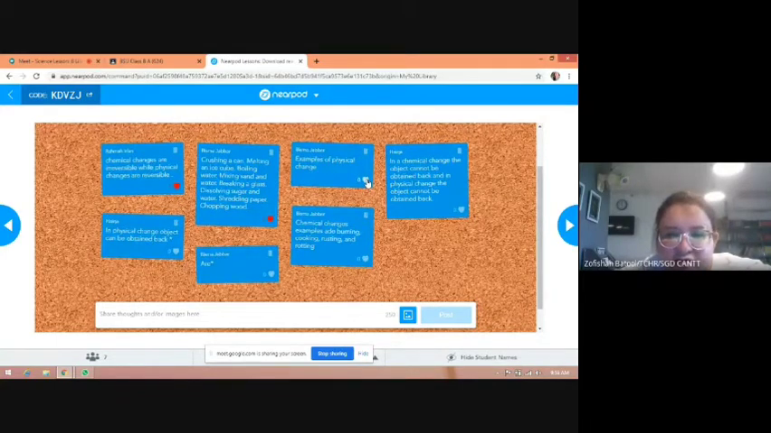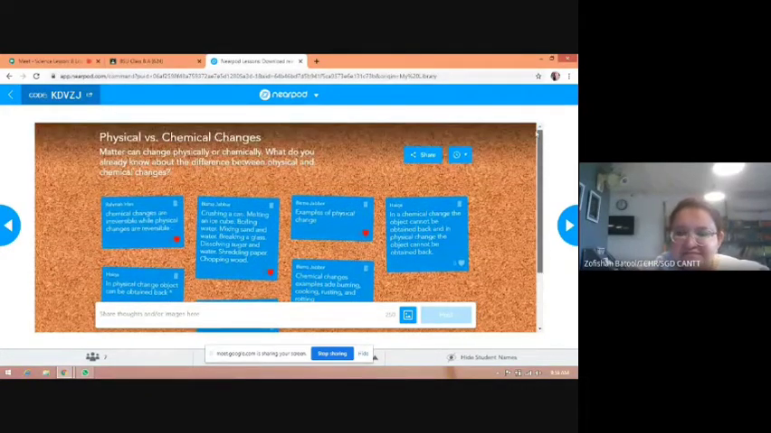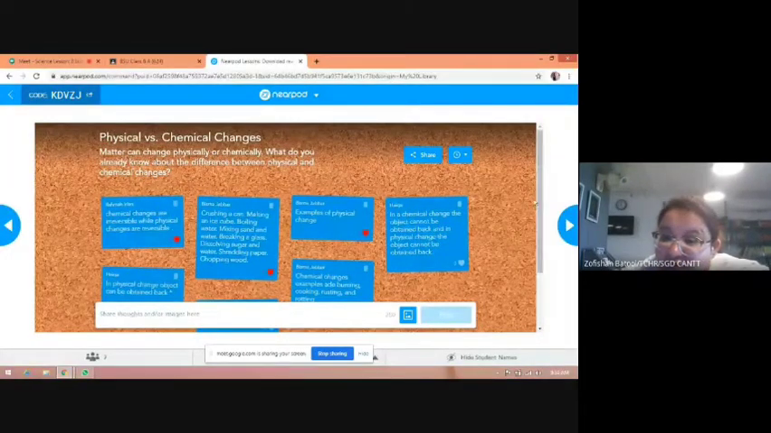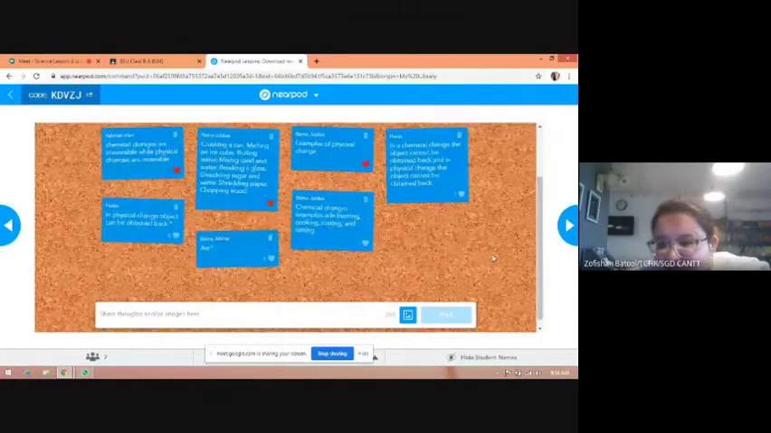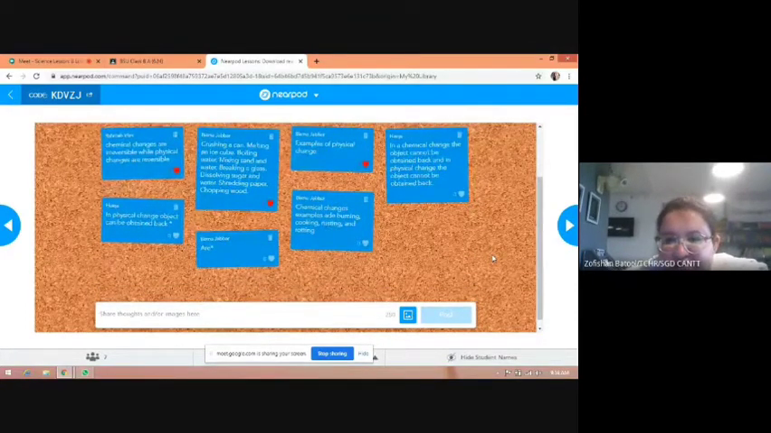I think that all of them are physical changes. Examples of physical changes. Okay, these are examples of physical changes. Thank you for your answer. Haika is saying that in a chemical change, the object cannot be obtained back, and physical change, the object cannot be obtained back. ये क्या बात हो गई? Physical change में object can be obtained back, chemical change में cannot be obtained back. Okay, so make it.